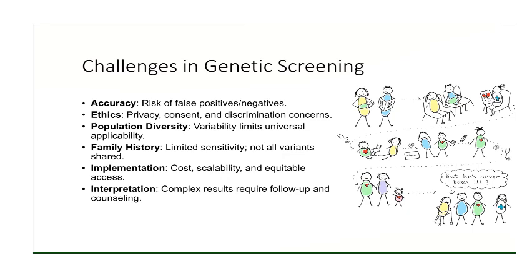Family history, though a useful tool, has limitations. It's not sensitive enough to capture all genetic risks, since not all variants are shared among relatives. On the practical side, implementing large-scale screening programs involves high costs and logistical hurdles, including ensuring equitable access for all. Lastly, interpreting results can be complex, often requiring follow-up testing and genetic counseling to provide meaningful insights to individuals. Addressing these challenges is key to maximizing the benefits of genetic screening.